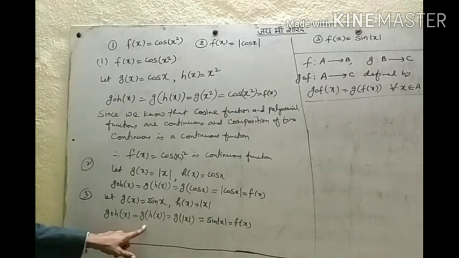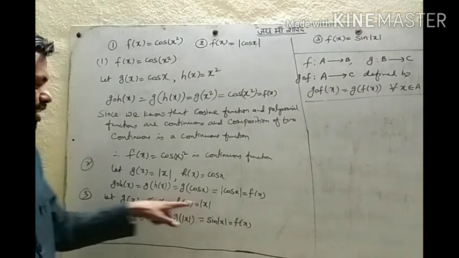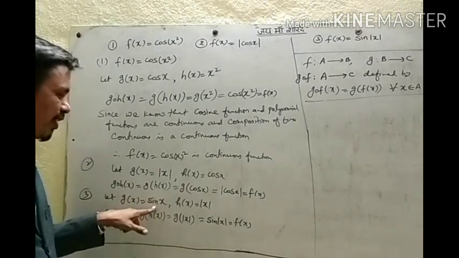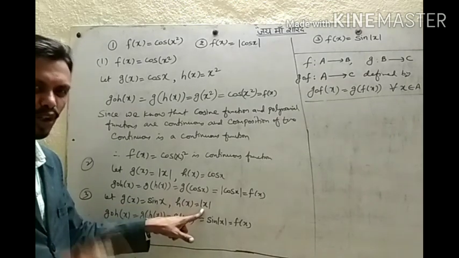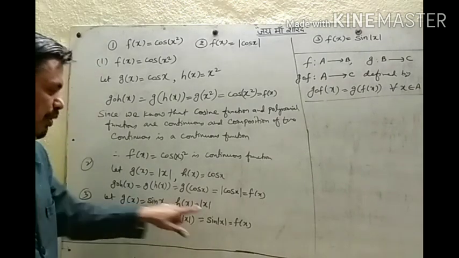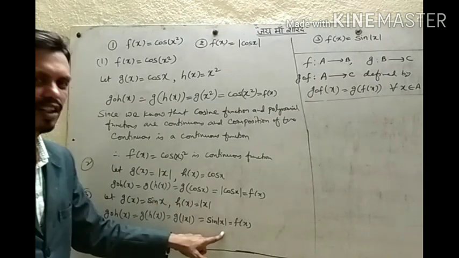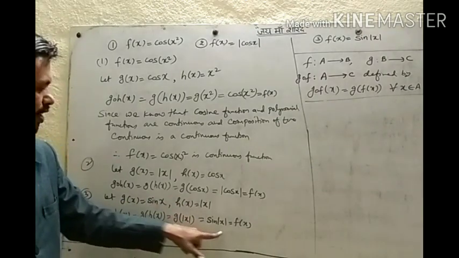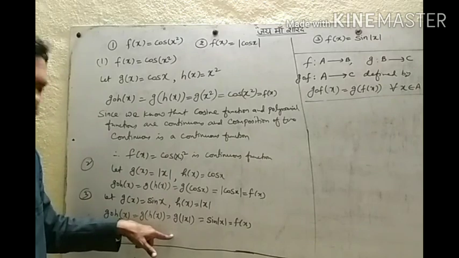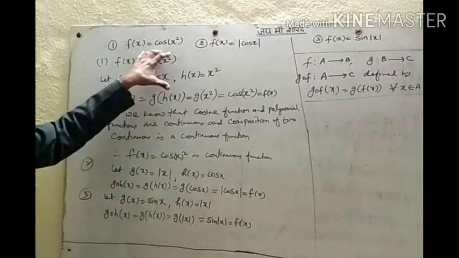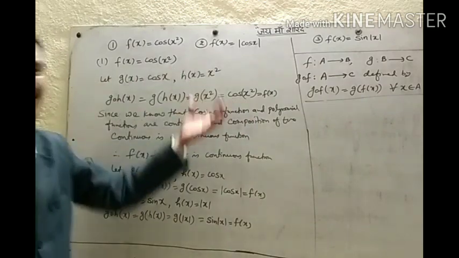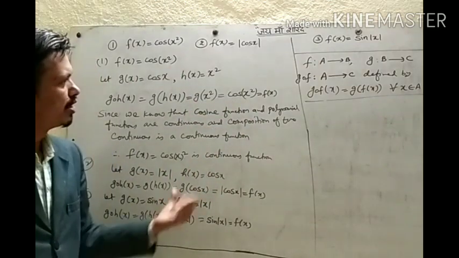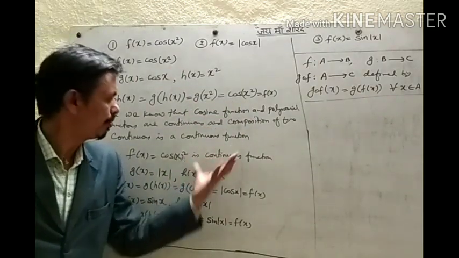Now again sin x and mod x are continuous functions. The sine function is always continuous, the modulus function is always continuous, so the composition of two functions is again a continuous function. So like this we can show that if a given function is a composition of two continuous functions, then it will always be continuous.